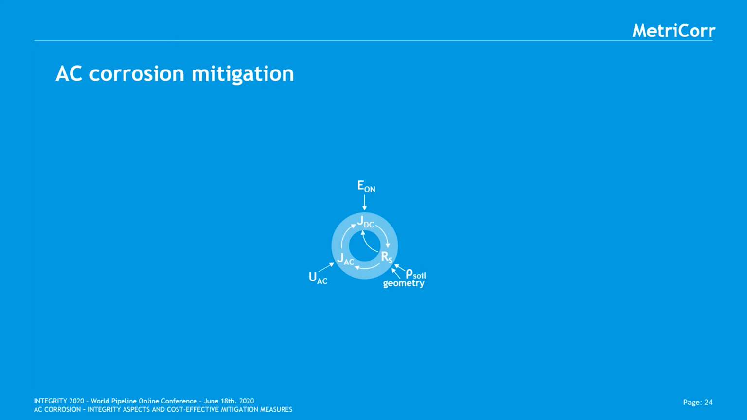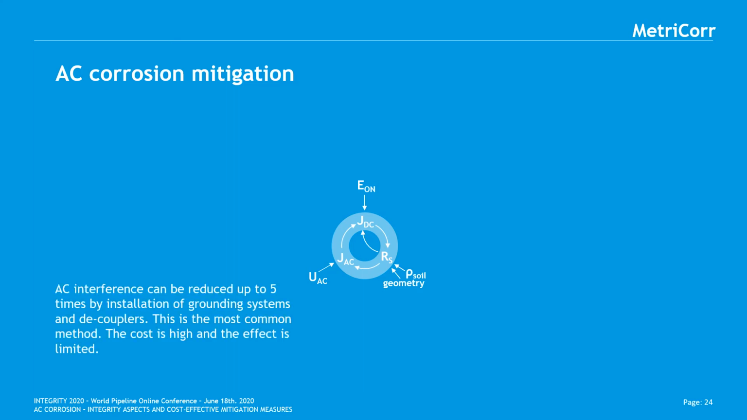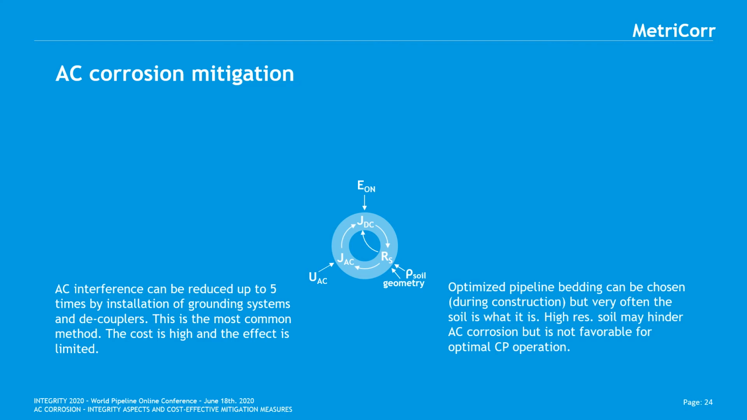Going back to this figure, our options to mitigate AC corrosion on pipeline are these. We can reduce AC interference. We can twist this engine, modify this engine. This can be reduced up to 5 times. This is the most common method, but the cost is extremely high and the effect is limited. Another option is to optimize pipeline bedding. This can only be done during construction, and very often the soil is what it is. High resistivity soil that would limit AC corrosion may, on the other hand, hinder the optimal CP operation.